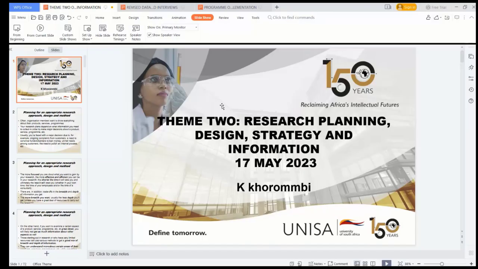We're looking at research planning, design, strategy, and information. And I think today we would look at where sources of information are. We have, for example, primary sources of information and secondary sources for the purpose of this presentation. But later on, towards the end of the presentation, we would look at literature review, how we should do it, what it is, then to try to understand how one conducts a literature review. I thought we should have dealt with this earlier on, but we were still busy with other themes.